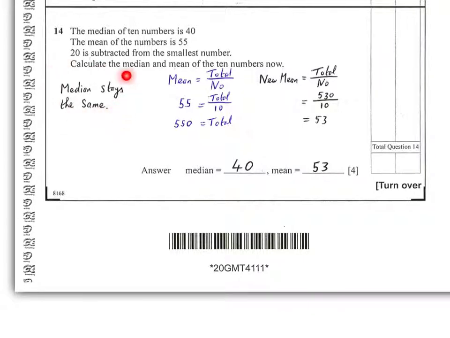The median just stays the same. It's not affected by changing the bottom number at all. The mean will change, however. At the start, the mean is the total divided by the number. The mean was 55 for 10 bits of data, so the total was 550. If 20 is subtracted, the new total is 530. Divide that by 10, it becomes 53, which is the new mean.